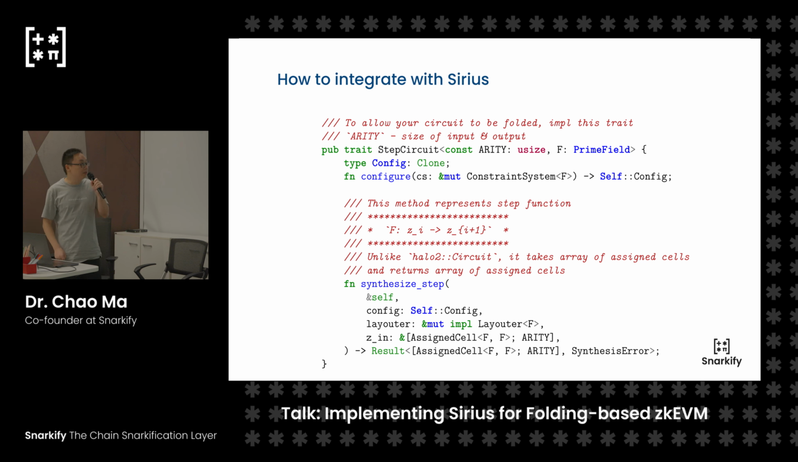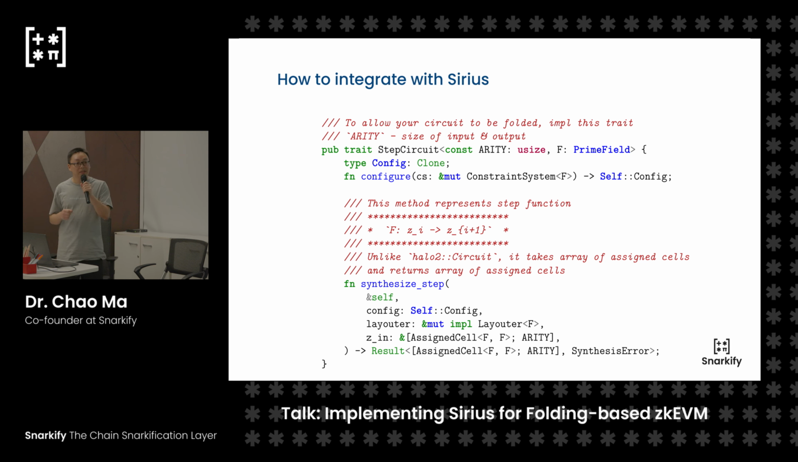The configure function is where you define the layout of your circuit. When I say layout, it means a bunch of fixed columns, a bunch of advice columns, and you have to define the relations of the circuit. It can be multiple custom gates. You can define your lookups. With all that setup, it actually sets up the circuit structure. So this is the configure function.